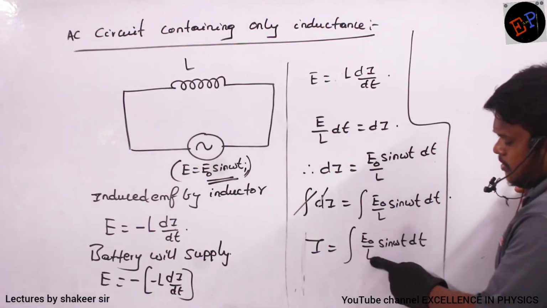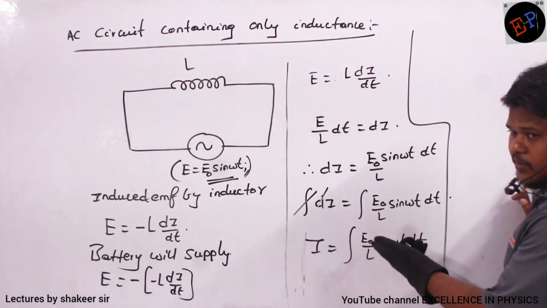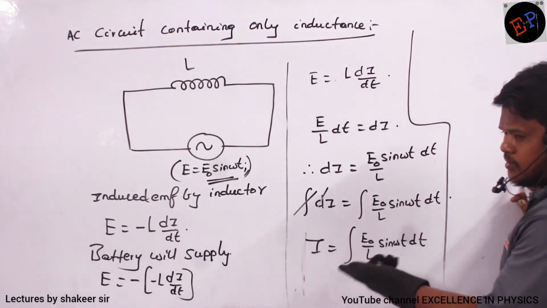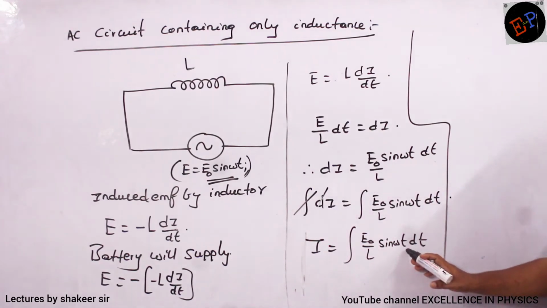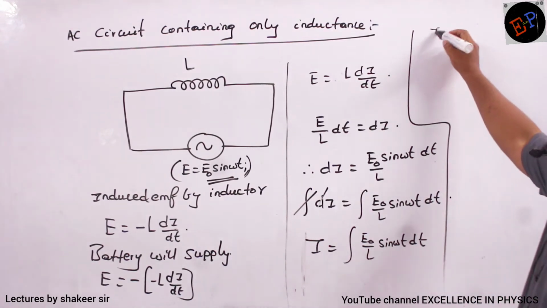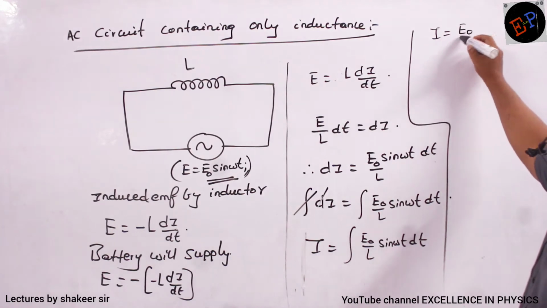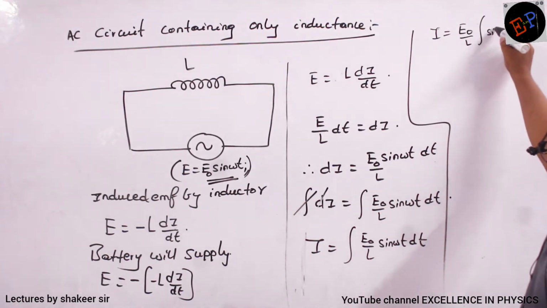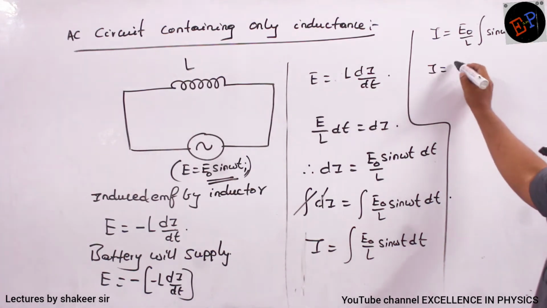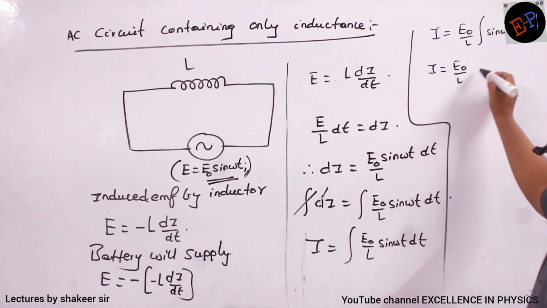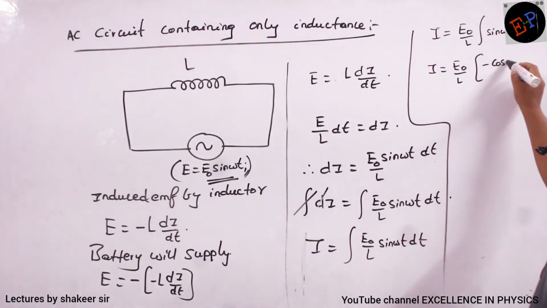E naught by L is a constant. E naught is the maximum value of EMF, constant. Inductance is also a constant. Sin omega t is a variable because t changes continuously, no? So take the constants out of the integration. So E naught by L, integration of sin omega t dt. Integration of sin omega t is minus cos omega t.